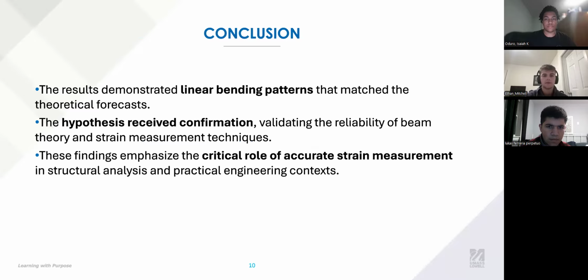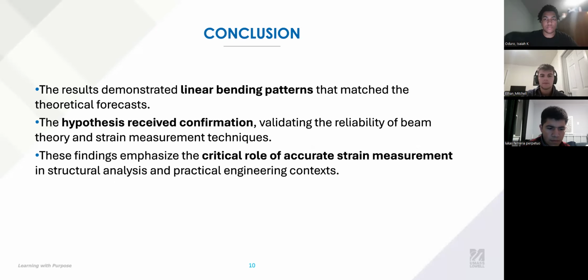In conclusion for this lab, it successfully demonstrated how beam bending behavior can be measured and analyzed both using strain gauges and displacement data. We were able to calculate the Young's modulus from two independent methods and found good agreement with theoretical predictions, validating the experimental setup.